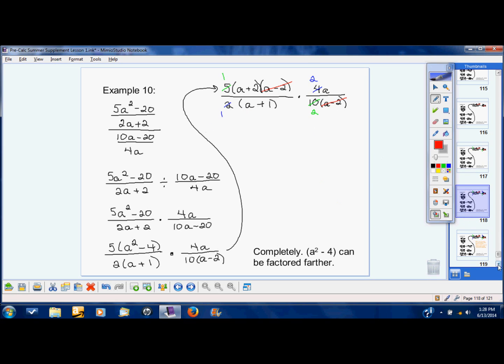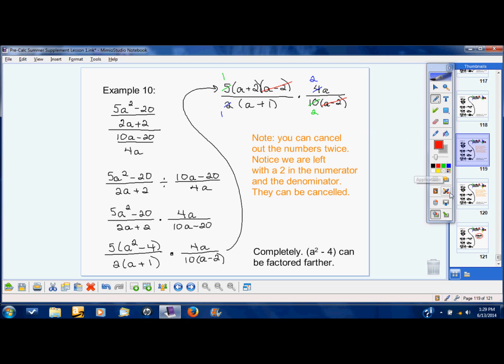And we could get kind of fooled into thinking we got everything in that step. But take a look. There's a 2 here and there's a 2 here. Even though you've canceled once, you can look back and see if you can cancel a second time. This 2 and this 2 can also be canceled. You can cancel out numbers twice. But you're not canceling the original, you're canceling the thing you got after you canceled. So the 2 and the 2 will cancel each other out.